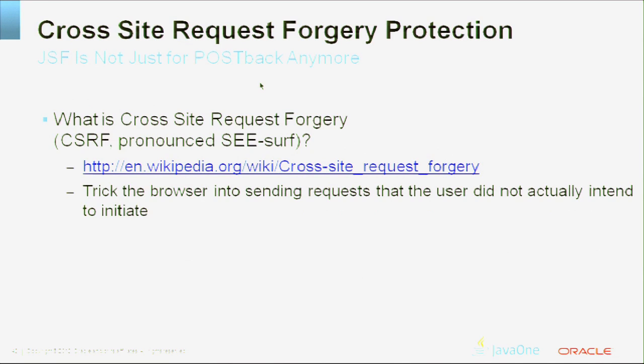Okay, cross-site request forgery protection. This is one of the things we had on the list for 2.1. It didn't make the time cut, so we are adding it to 2.2. And basically the idea is this attack tricks the browser into sending requests that the user did not actually intend to initiate.